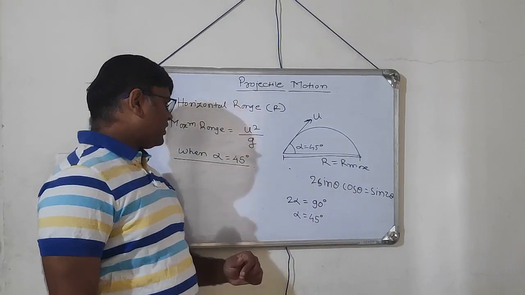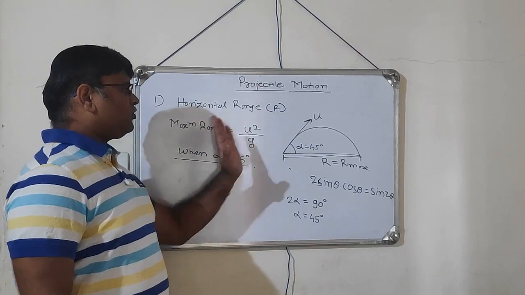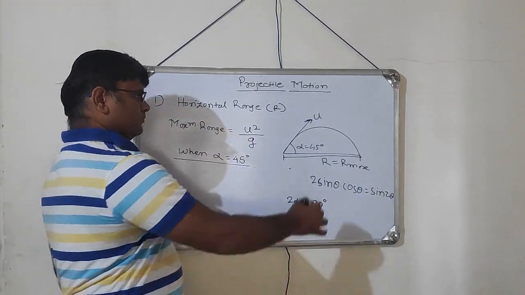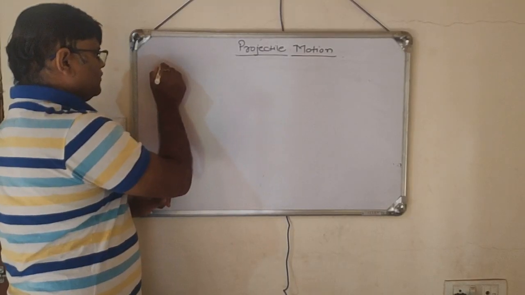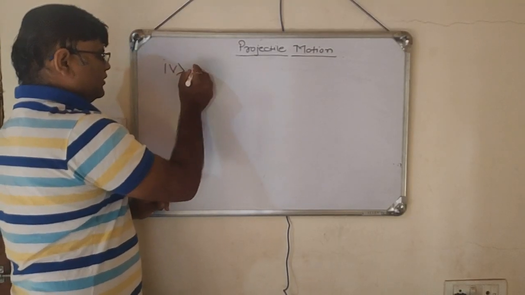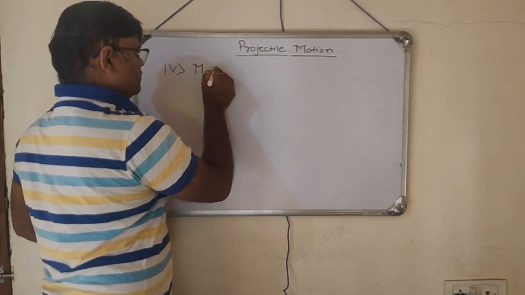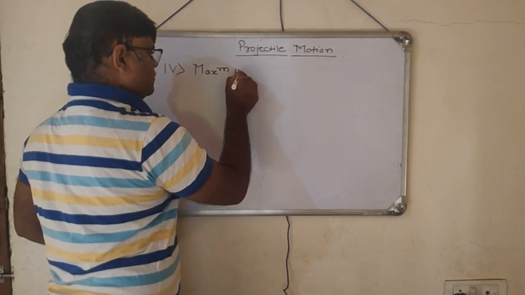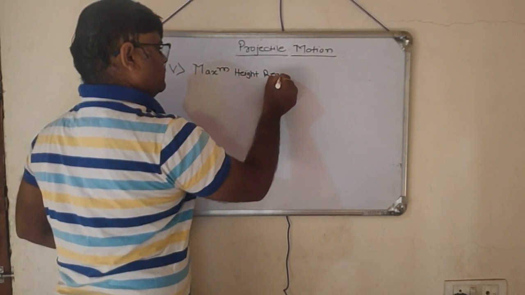Okay, so we will go to the next unknown, that is maximum height reached by the particle, which is H. You see the fourth unknown quantity, that is maximum height reached by the particle.